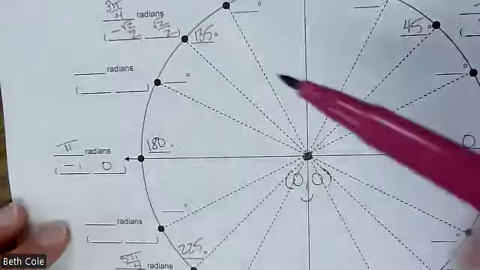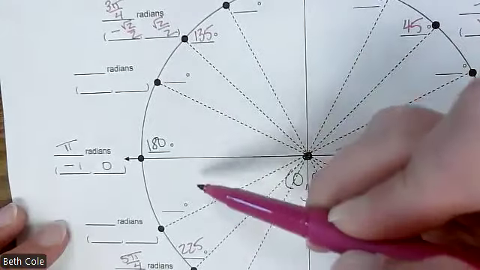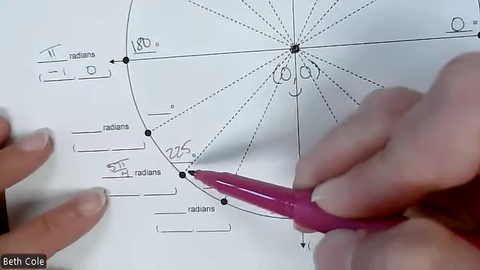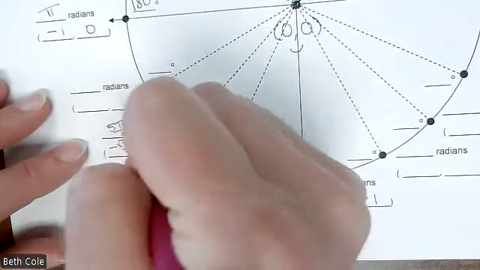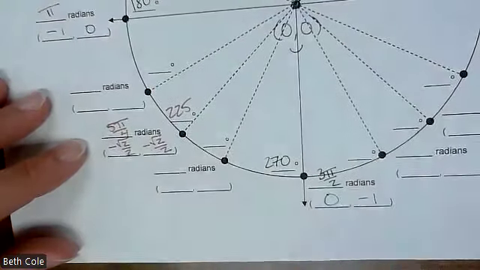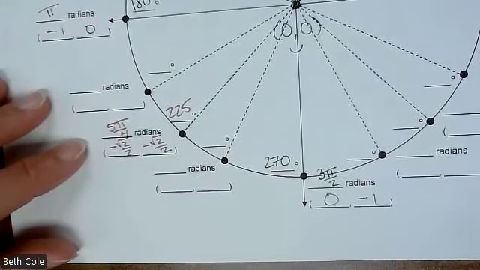Now you're going to take this point and just reflect it down to here. So it's going to be the same thing, except in the third quadrant, they are both negative. Good job. So negative square root of 2 over 2, comma, negative square root of 2 over 2.